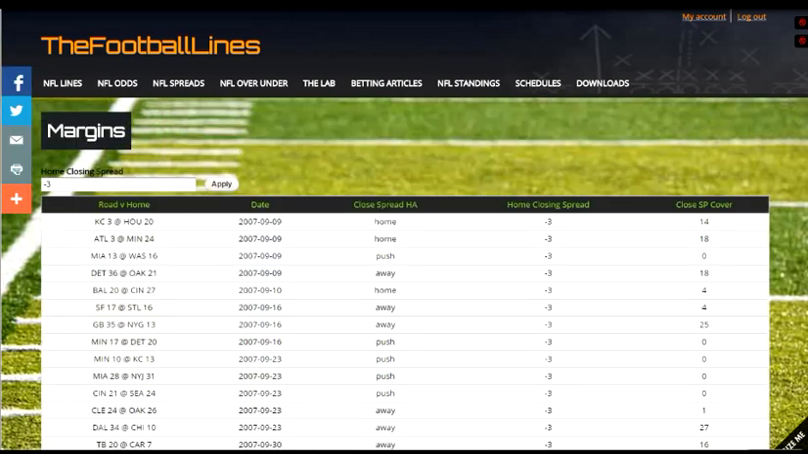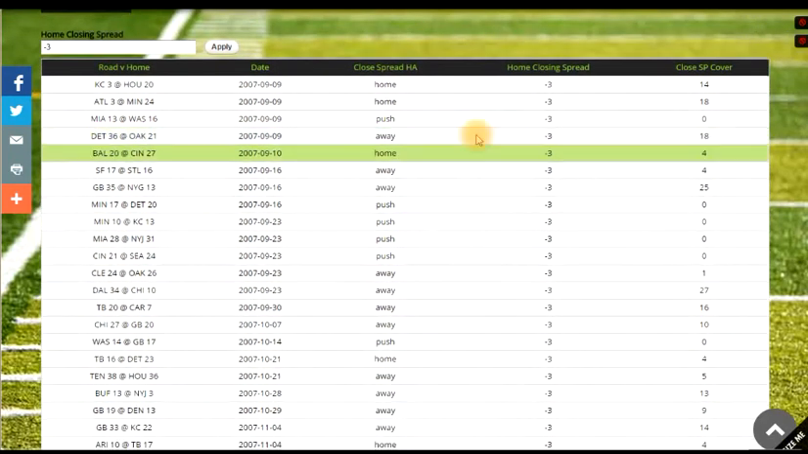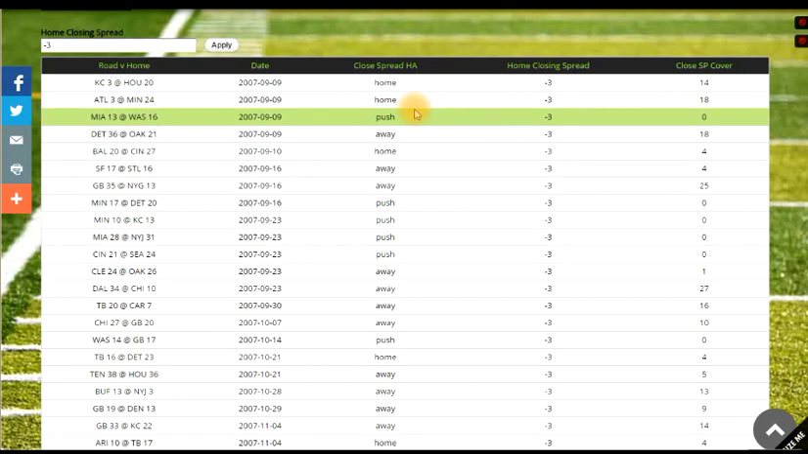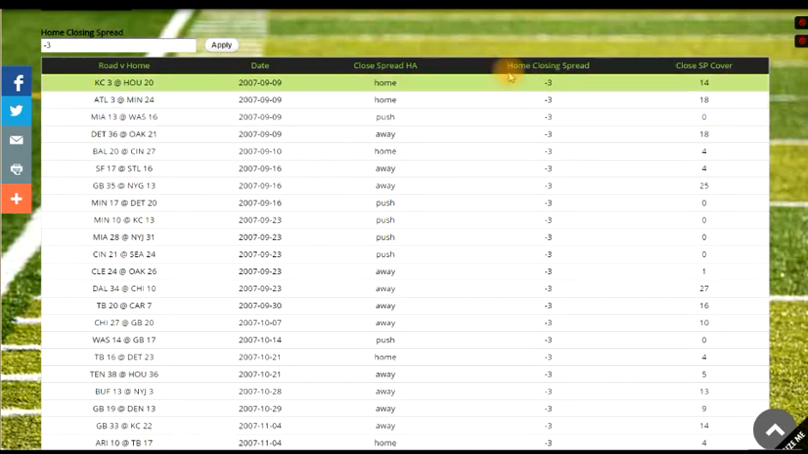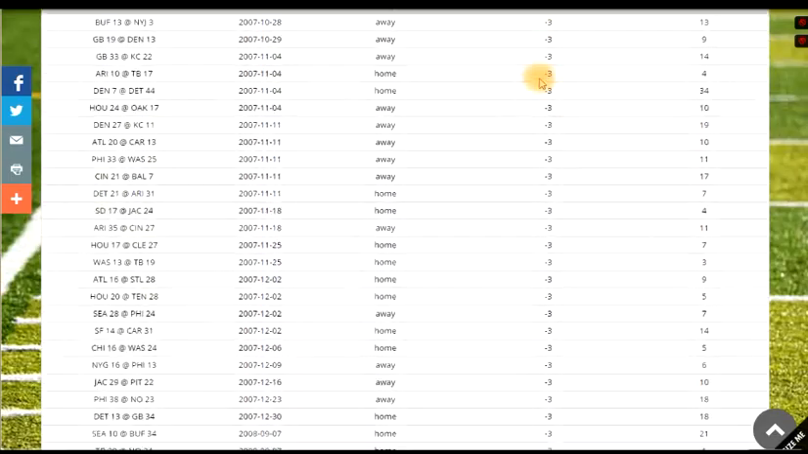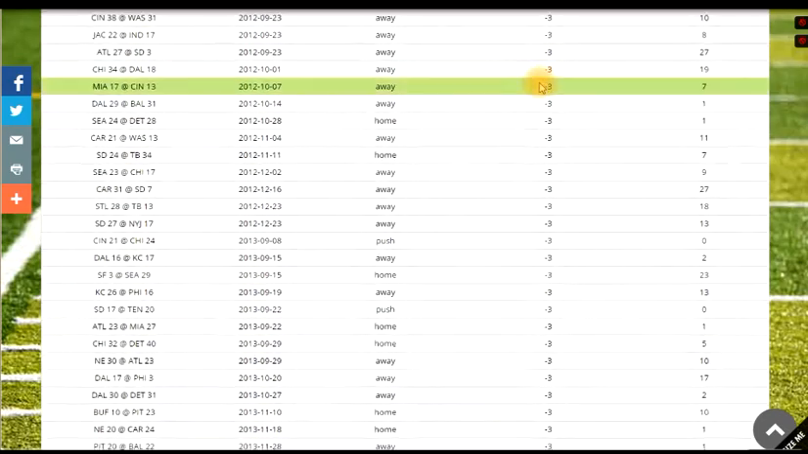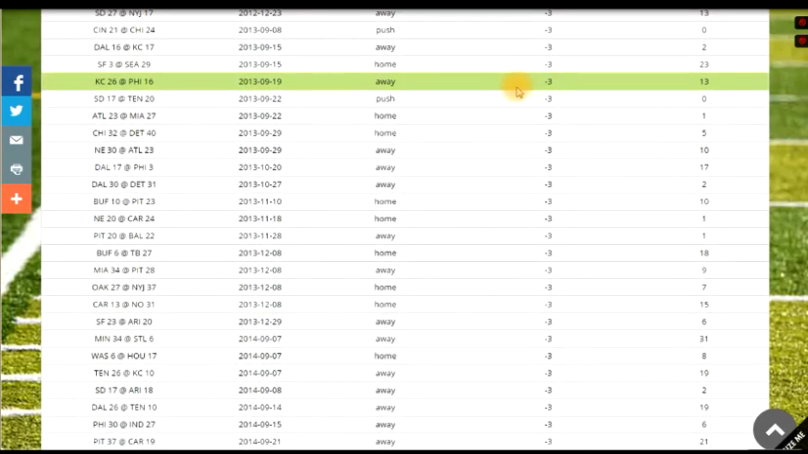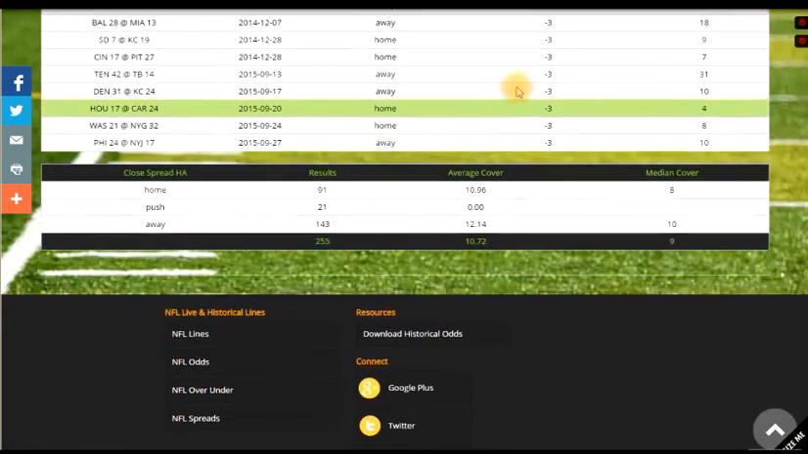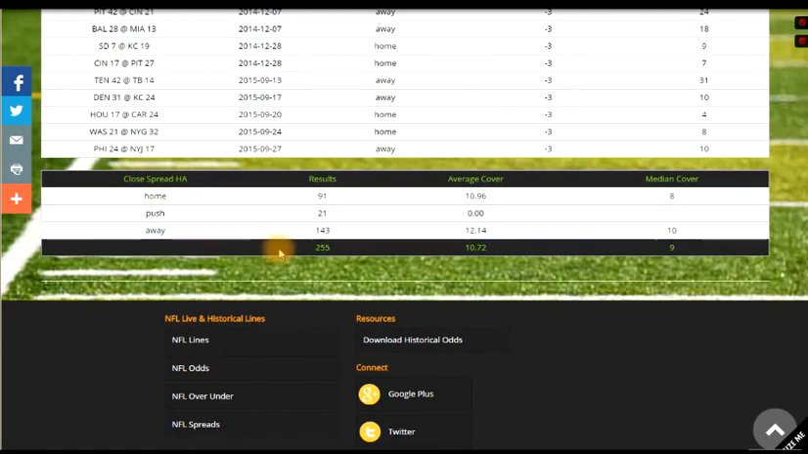So what I did was I built a database and made it in such a way that you could filter by the home team's closing spread. Here we've got it at -3, so you've got plenty of results. -3 is a key number, and so there's all the games with the home team's closing spread of -3. We scroll down to the bottom, I've got a summary of it. You can do this in Excel or whatever program you want to do it in.